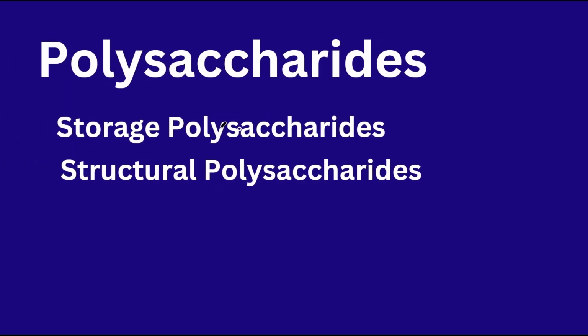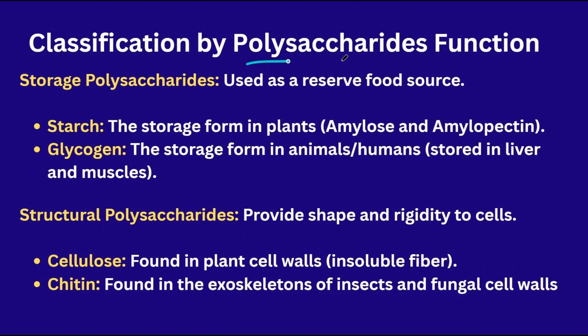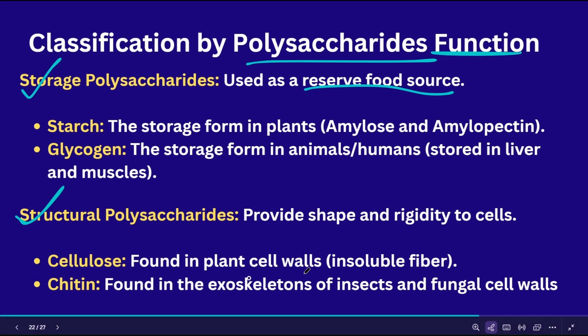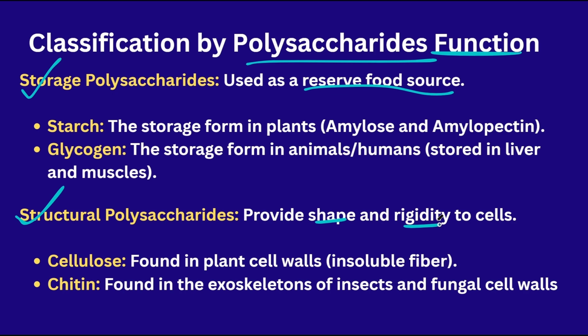Polysaccharides. We have two types of polysaccharides, the storage polysaccharides and the structural polysaccharides. This is the classification of polysaccharides depending upon function. Storage means they are stored in our body, and the structural polysaccharides are divided depending upon the shape and the strength of the cells.